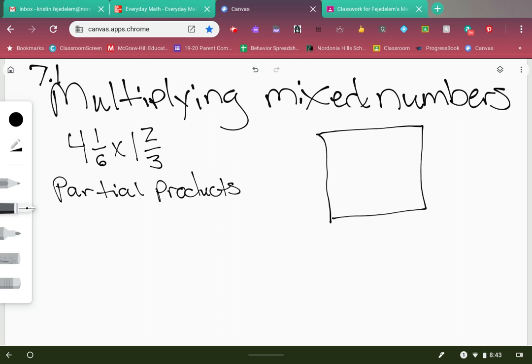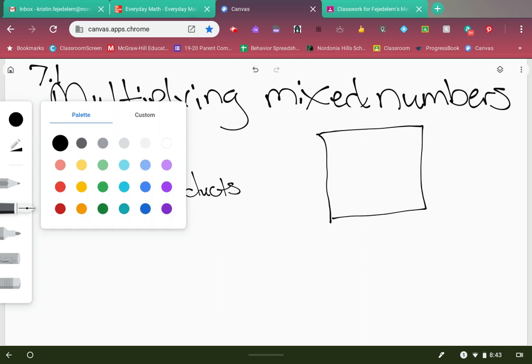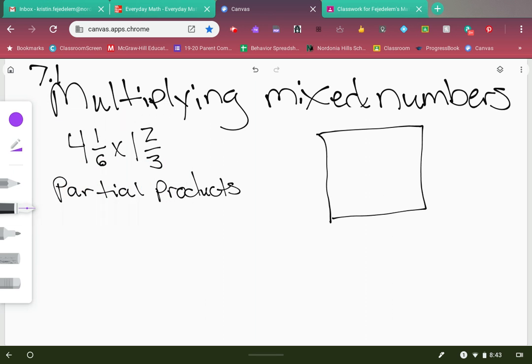Have my area model there. Use purple this time. So I need to break up my first mixed number, 4 1/6. And guys, just to let you know, it doesn't matter if I put 4 1/6 over here on my width or on my length, because remember, when we multiply, we have the commutative property where it doesn't matter if I do 2 times 3 or 3 times 2, we're going to get 6. So I just like doing the first mixed number at the top. If you prefer the side, that's okay also.